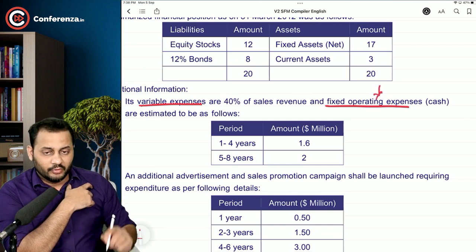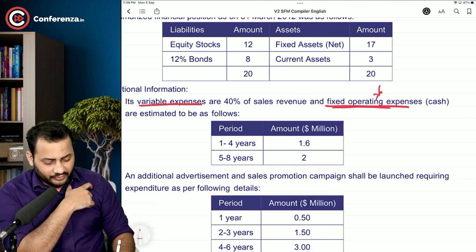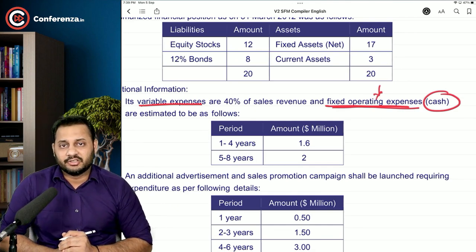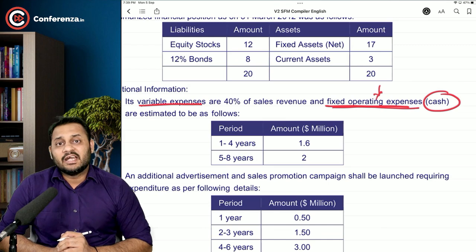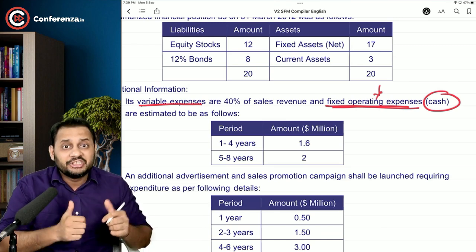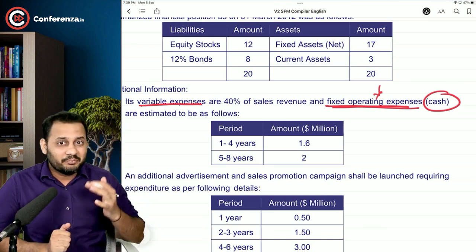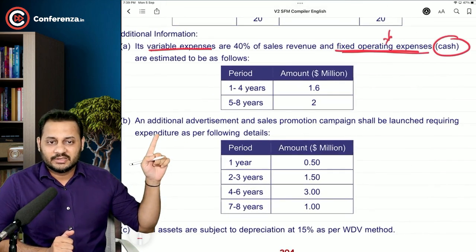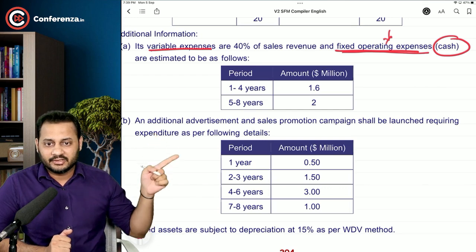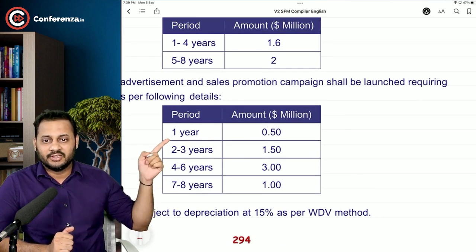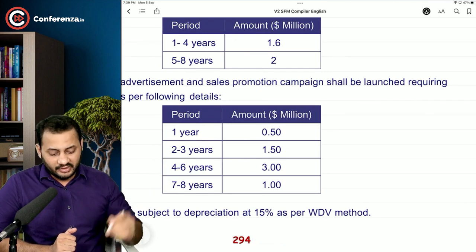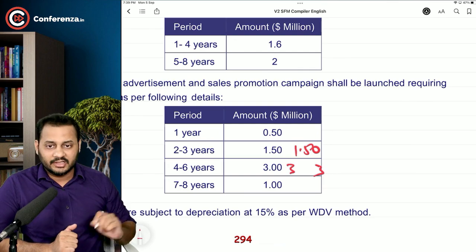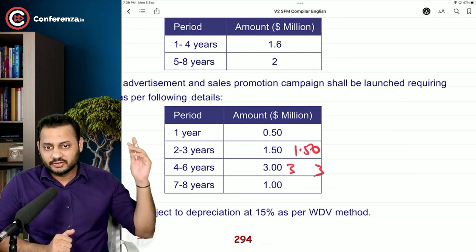One more thing. Before moving over to the second point, let's come back to fixed operating expenses, and you can see there is a bracket here in which cash is written. What does that mean? It means that in that fixed operating expense, depreciation is not included. Got it? An additional advertisement expense and sales promotion campaign shall be launched requiring the expenditure like this. For the first year, it will be this. For the second and third year, 1.5 and 1.5. For years 4, 5, 6, it will be 3, 3 and 3. For 7 and 8, it will be 1 and 1. So it is like this.